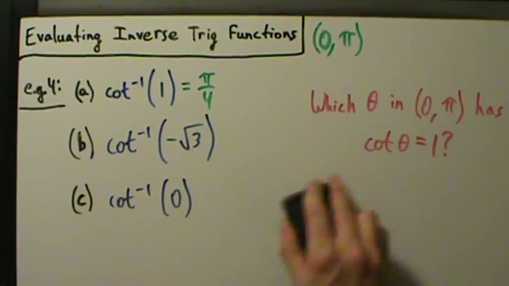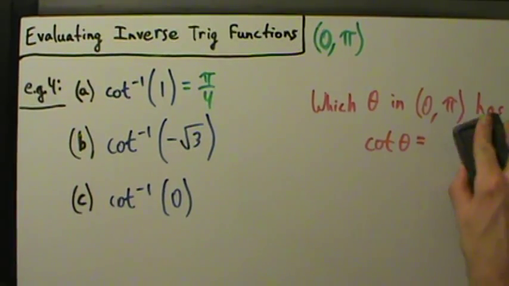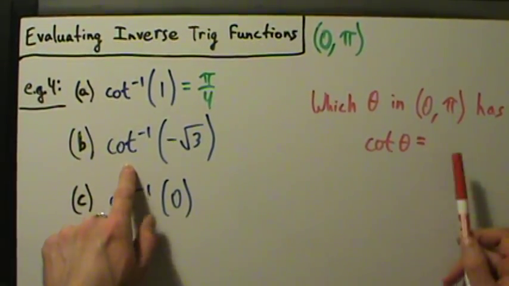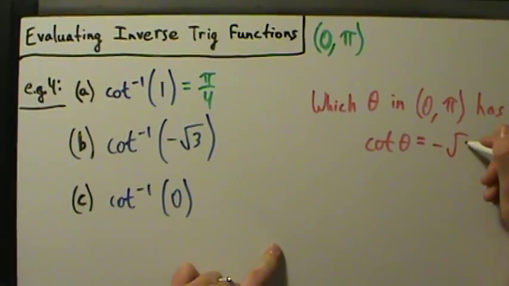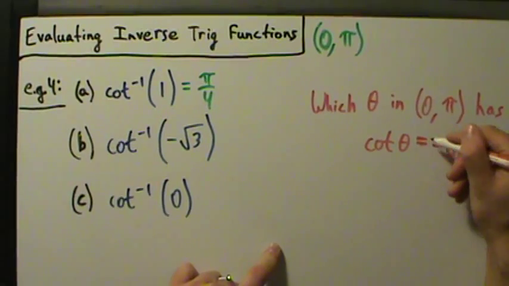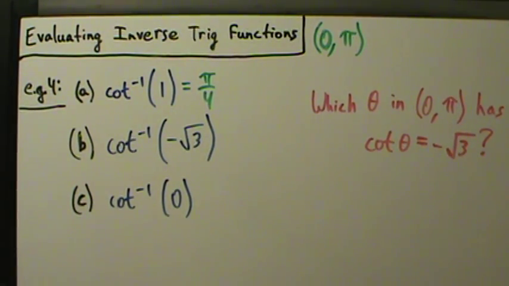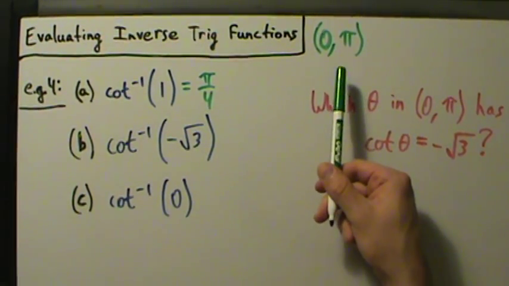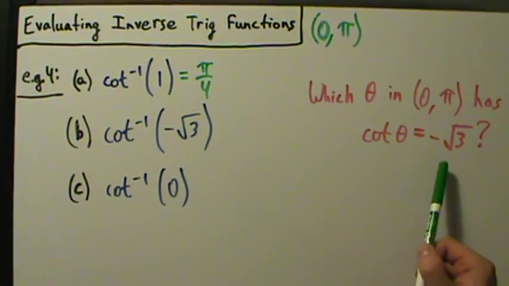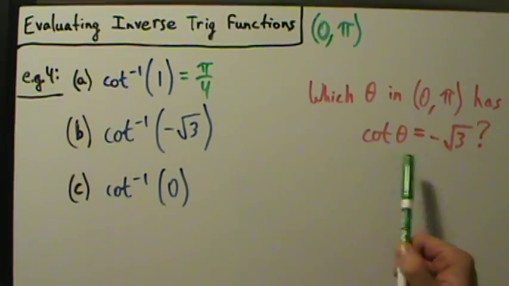Part B, we ask ourselves the exact same question, but now we're looking at negative root 3 instead. So which theta inside of the range of the inverse cotangent function has cotangent of theta equal to negative root 3? Okay, and again, it's really just a matter of knowing the unit circle. So remember, cotangent is cosine divided by sine. So if you check out a unit circle, first of all, theta has to be between 0 and pi. Basically what I'm doing is looking for a theta whose cotangent is negative square root of 3. So I want a theta with a negative cotangent.